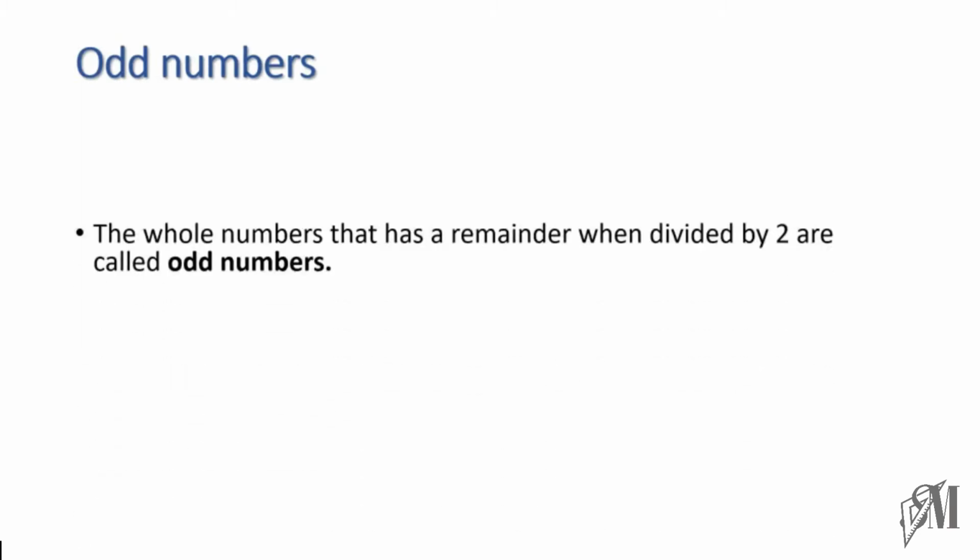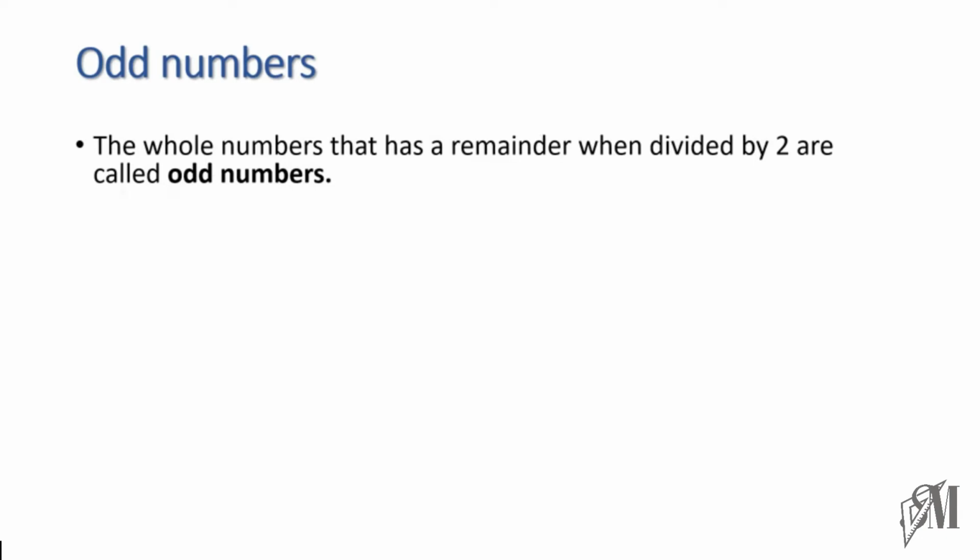The next type of numbers are the odd numbers. These are opposite to even numbers. The whole numbers that have a remainder when divided by 2 are called odd numbers. These numbers also can be identified by looking at the last digit.